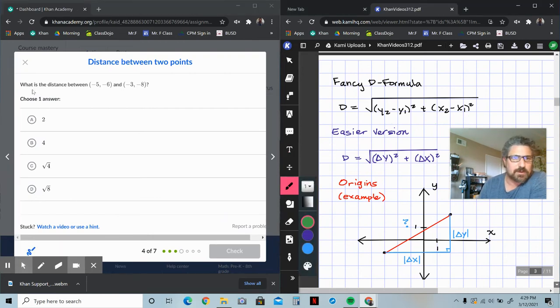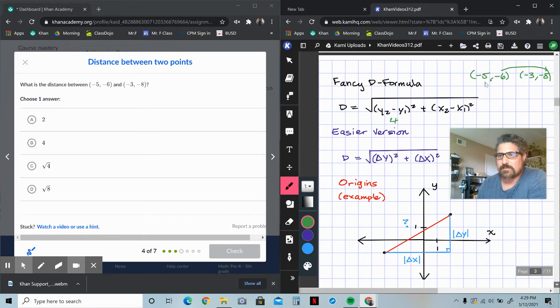So this one says, what is the distance between these 2 points? So I'm going to write these points up here. So -5, -6. And the other point is -3 and -8. And I just asked myself, how far is it from -6 to -8? It's going to be adding a -2, so 2. The 2 squared is what? 4. So your change in y squared is going to be 4.